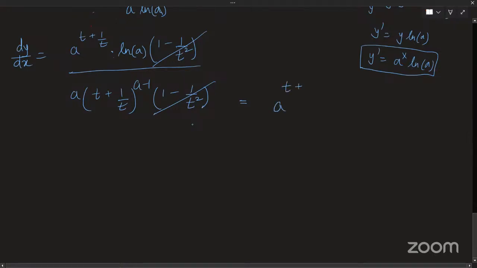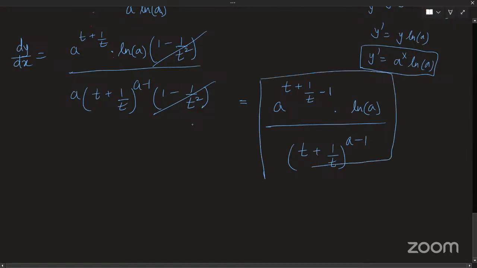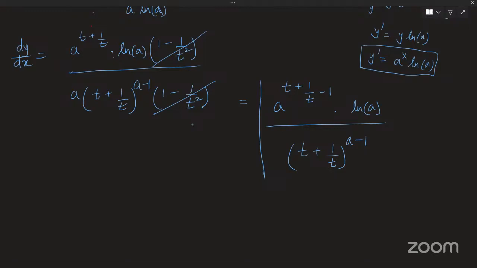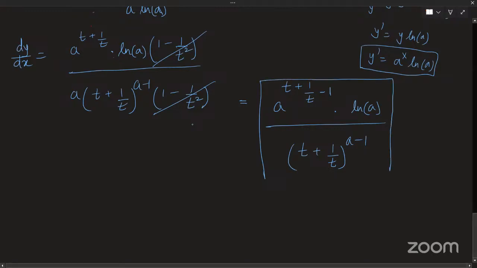So this is my final answer: a raised to t plus 1 by t, and I have a by a in division, so I can write it like power minus 1, into ln of a, whole divided by (t plus 1 by t) raised to a minus 1. So this is like a typical 5 marks question that may come for your board exams. This will be your final answer in terms of t.